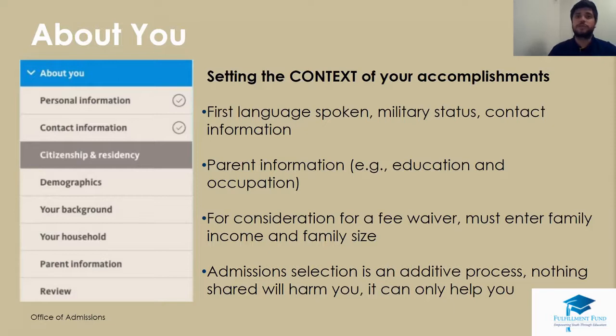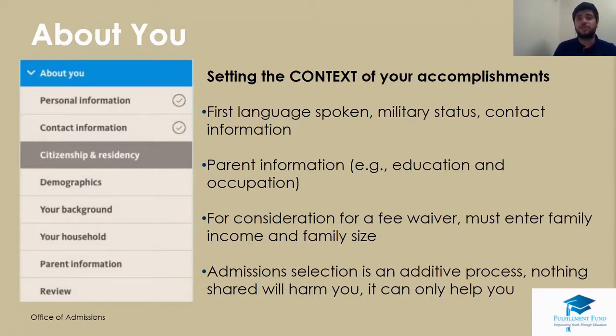Now, as you answer the questions in this section, you want to make sure that you're answering the questions to the best of your ability. Keep in mind that for the About You section, there's no right or wrong answers, and we understand if you don't have an answer for some of the questions, which is perfectly fine.